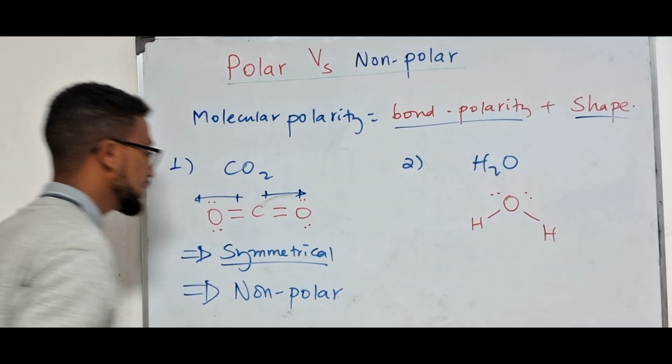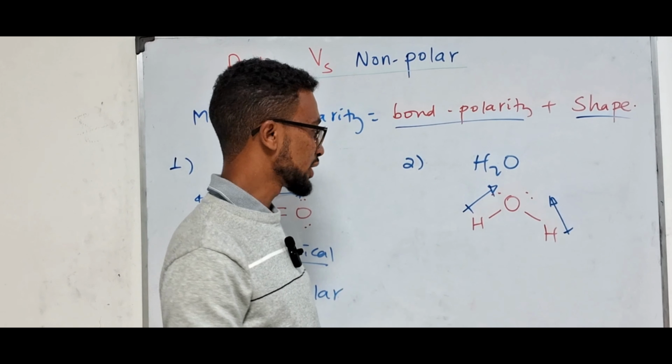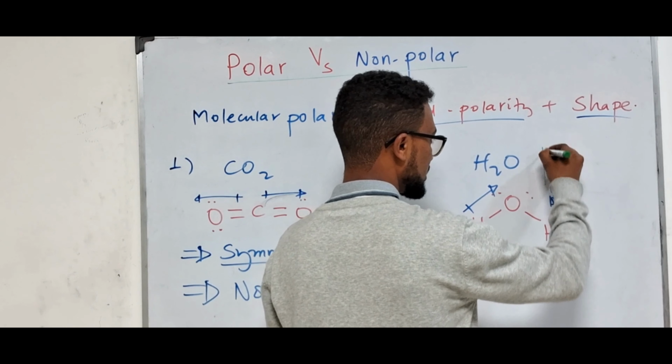Now let's add these two vectors, or these two dipole moments. As you can see, they are not canceling one another. So instead, they are going to be added to make a net dipole moment. Okay? So these two bonds in water are not symmetrical. They are asymmetrical. Okay? They're what? Asymmetrical.